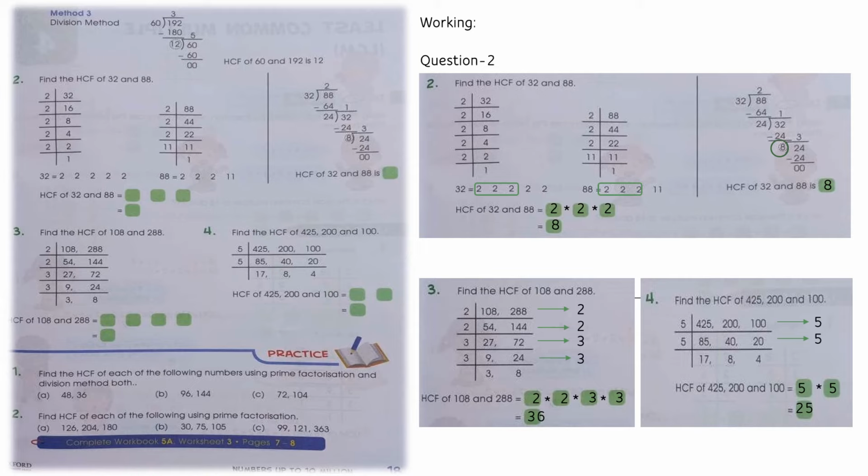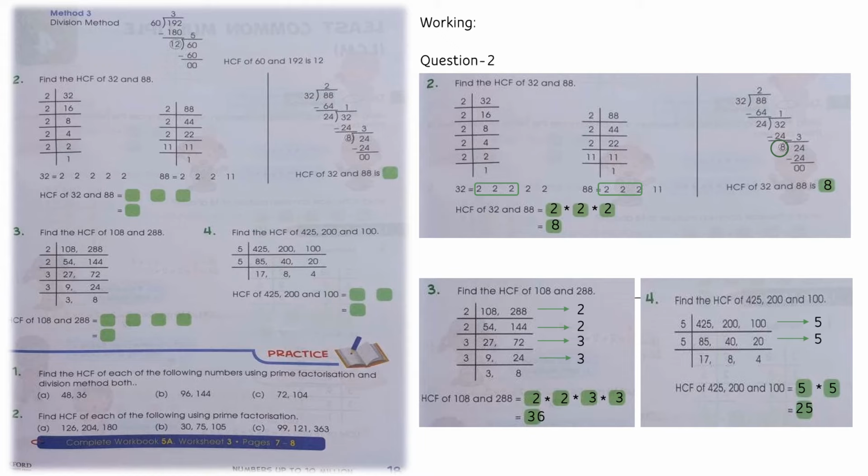These both are also divisible by 2. So our answer comes out as 27 and 72. But 27 is no more divisible by 2. So we move to the next number and try it with 3. 72 and 27 both are divisible by 3, and again 24 and 9 both are divisible by 3.